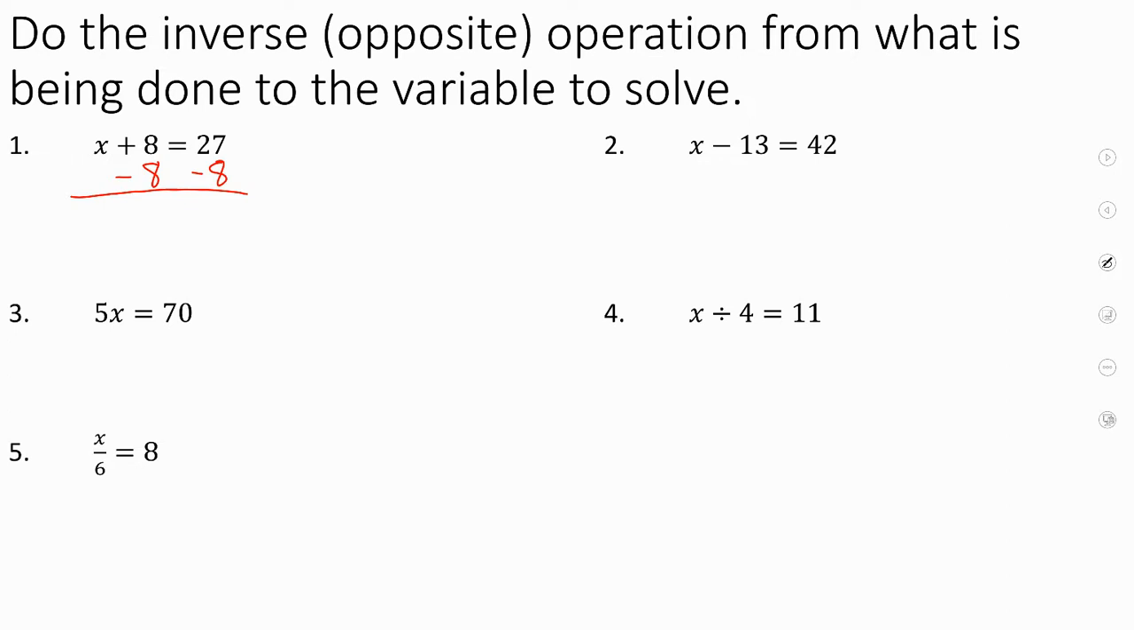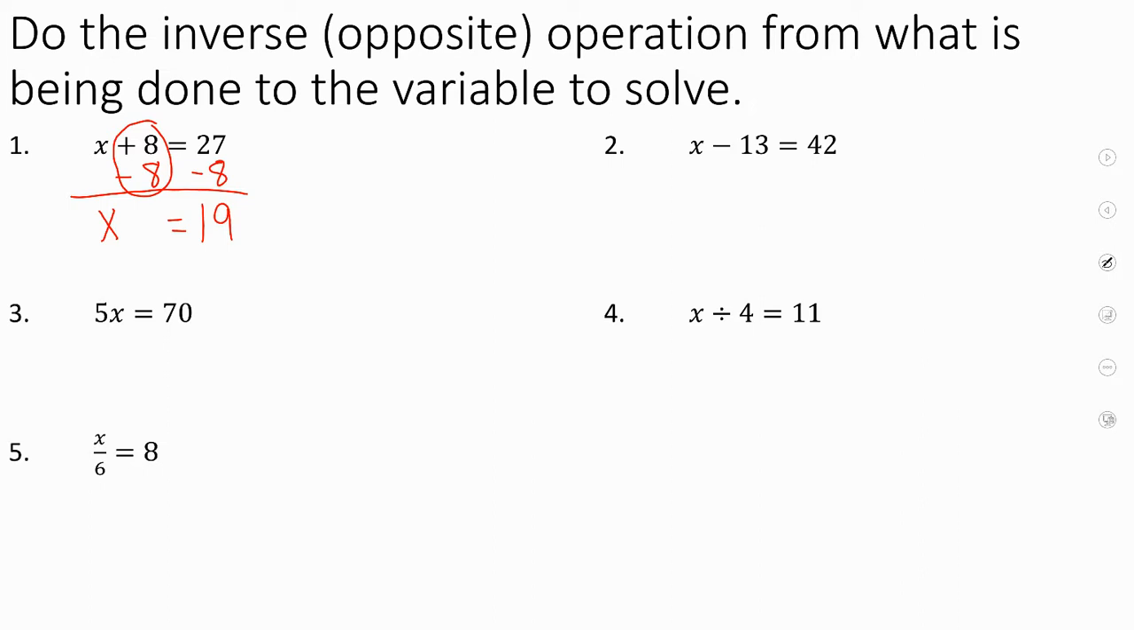This plus 8 and this minus 8, those make a big 0. So all we're left with on our left side is just x, and that's going to be equal to 27 minus 8, which is 19. So that first one here, we have 19. We take a look at our second one.